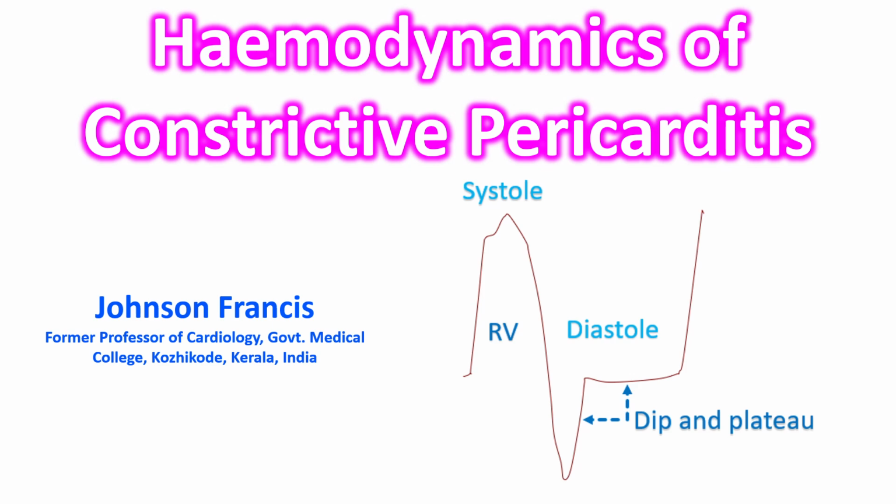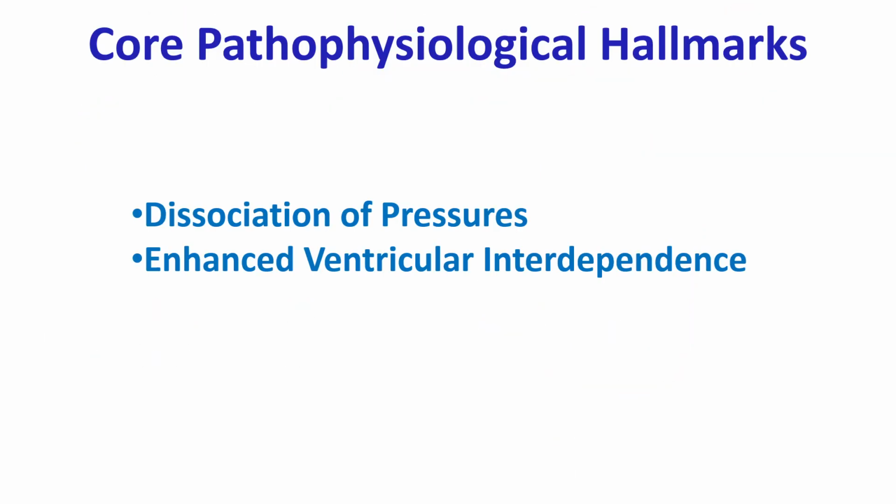The hemodynamics of constrictive pericarditis is defined by a rigid, non-compliant pericardium that encases the heart, leading to a fixed total cardiac volume. This pathological state results in two primary hemodynamic hallmarks. One, the dissociation of intrathoracic and intracardiac pressures. Two, exaggerated ventricular interdependence. The rigid pericardial shell insulates the heart from the normal pressure fluctuations of the respiratory cycle.